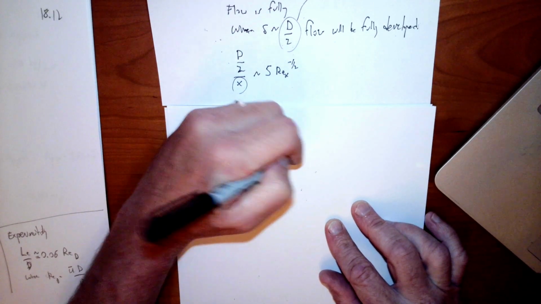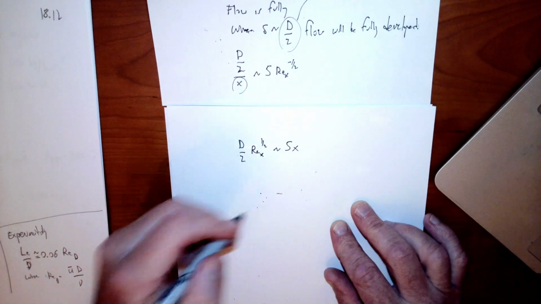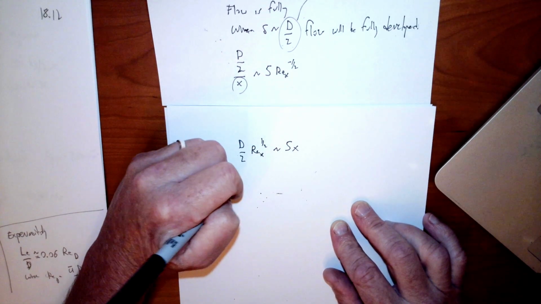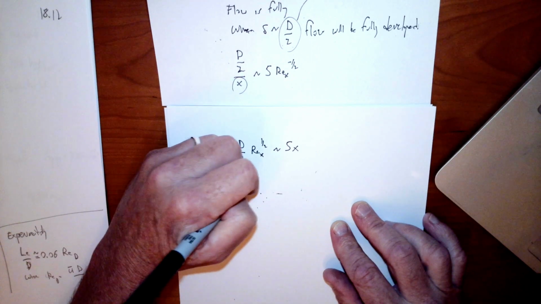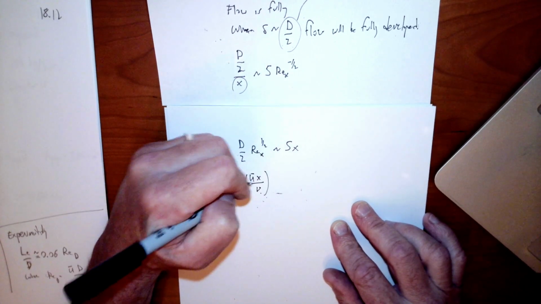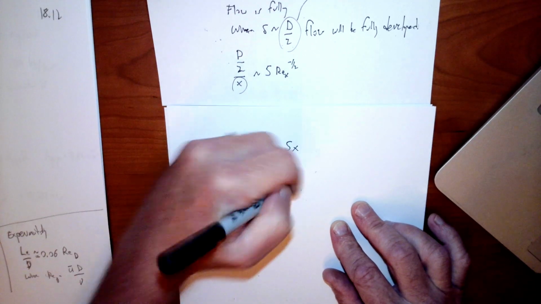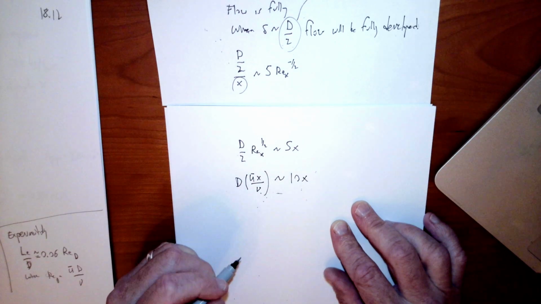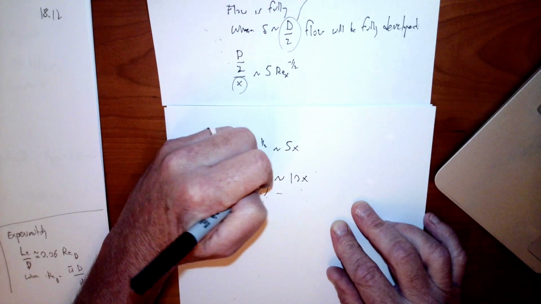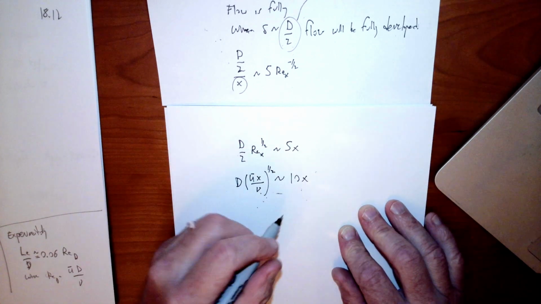5 times x. Well, we know, of course, that the Reynolds number is made up of u bar, and then x and nu, because it's a Reynolds number based on x. That's why there's an x in there. And then we move this 2 over to the other side, so we've got 10x on that other side. And this is, of course, all raised to the 1/2 power. So I have to pull that x to the 1/2 out to put all the x's on one side.